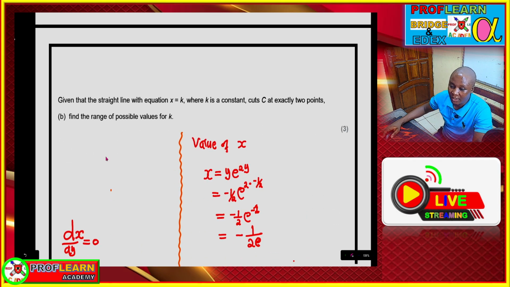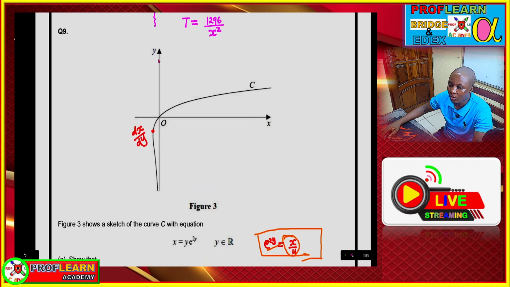And given that the straight line with the equation x equals k, where k is a constant, cuts the curve at two distinct points. We are talking of this curve C. So there is an equation x equals k, and x equals k is going to cut the graph at two distinct points.